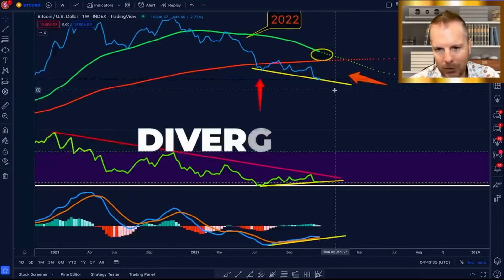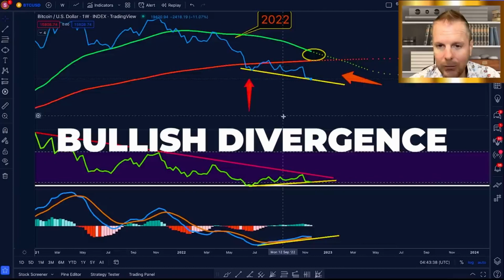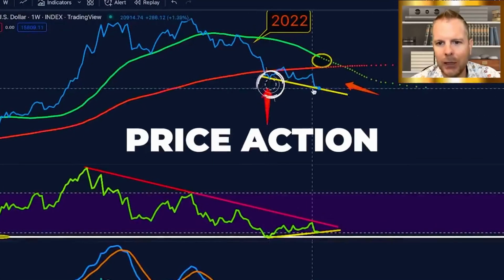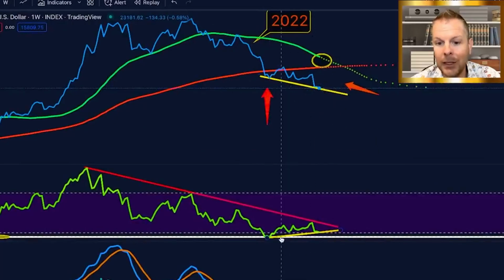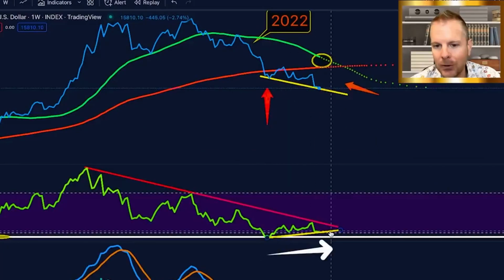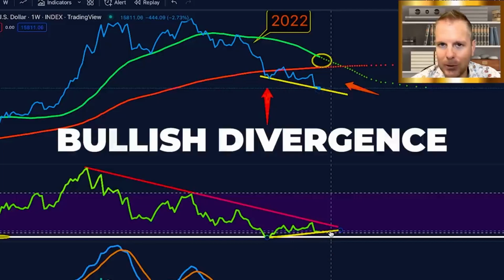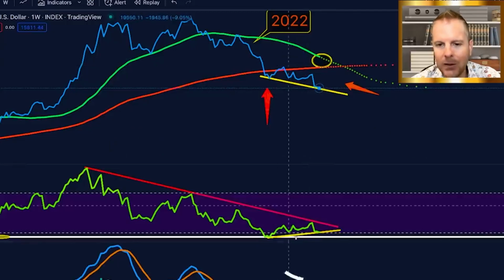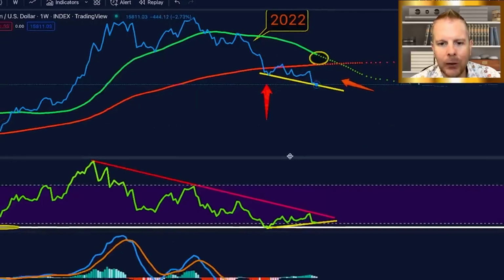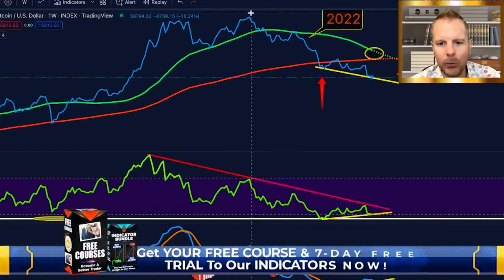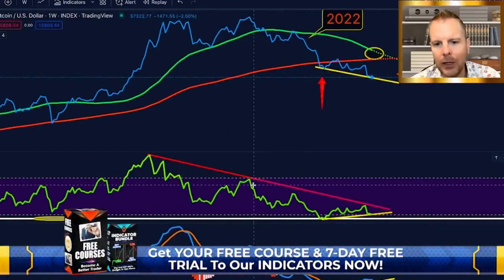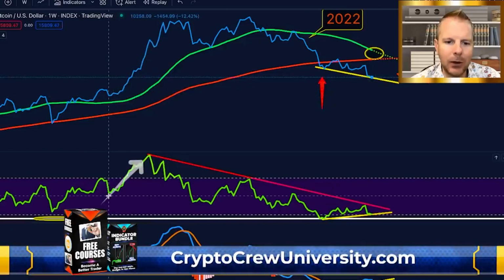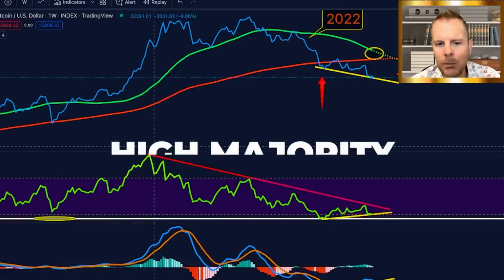So back to our divergence. Our bullish divergence. Bullish divergence simply means that when you have price action making lower lows and the indicators making higher lows, we have bullish divergence. It means that a trend reversal is coming. Okay, this is a signal you look for in the market. Usually what happens when price is going down, the indicator is going down. When price is going up, the indicators are going up. This is what happens the high majority of the time.